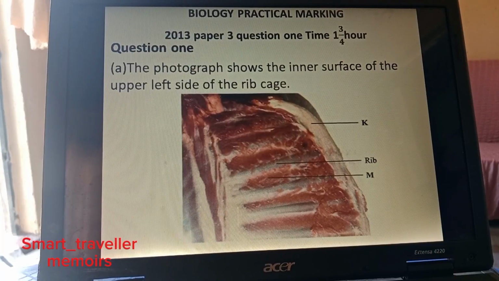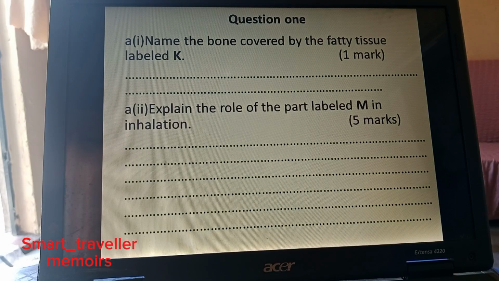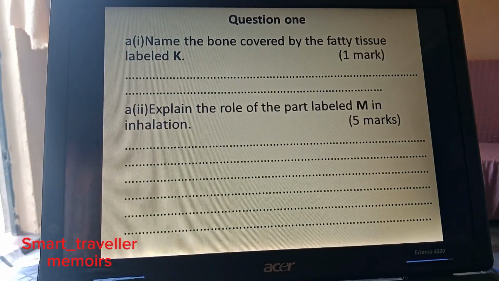So, we start with the questions. Question 1. The paper was taking 1 3/4 of an hour. The photograph shows the inner surface of the upper left side of the rib cage. And you can see it there with the labels K. You have also labeled rib and label M. Question 1. Name the bone covered by the fatty tissue labeled K. That is A1. A2. Explain the role of the part labeled M in inhalation.